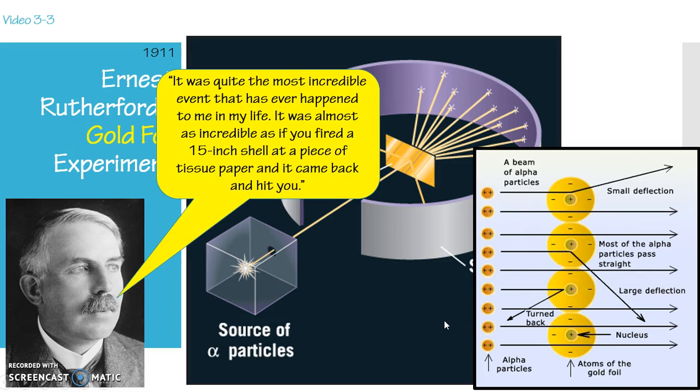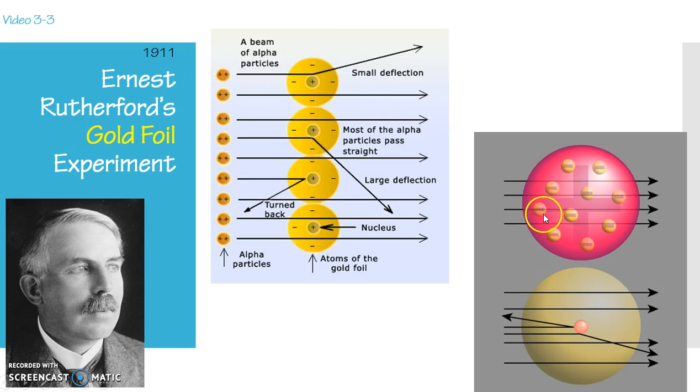It really surprised him. In fact, he said it was quite the most incredible event that ever happened to me in my life. It was almost as incredible as if you fired a 15-inch shell at a piece of tissue paper and it came back and hit you. So he was not expecting that at all, and he realized something, that there are small, dense nuclei inside of atoms. There's also a lot of space in atoms.